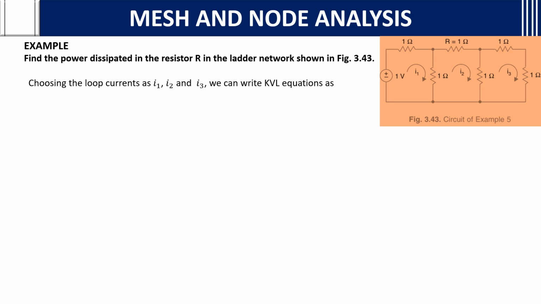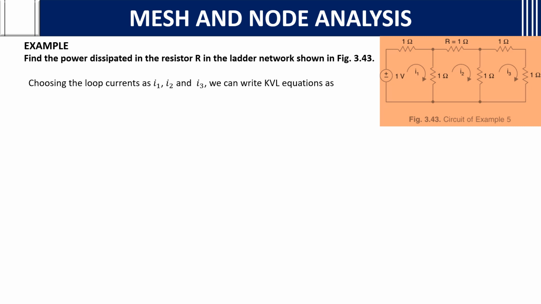We'll see a question so that you'll understand how to do it. Find the power dissipated in the resistor R in the ladder network shown in the figure. Choosing the loop currents I1, I2, I3, see, in the clockwise direction. Take all clockwise direction.